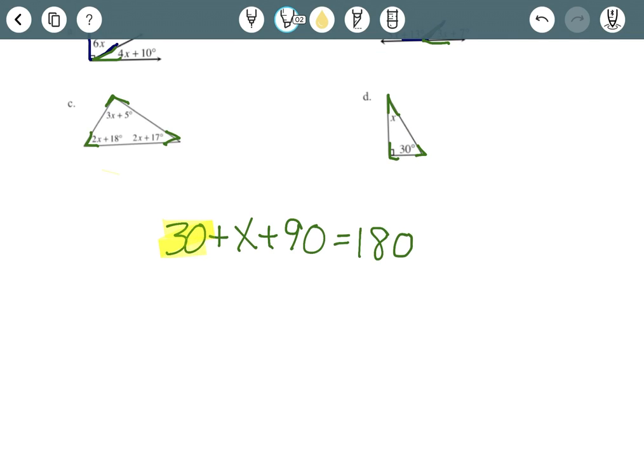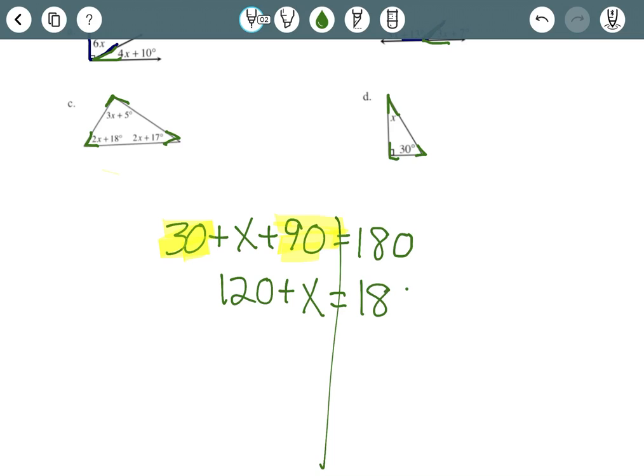All right, let's take a look at the terms I have here. I have a couple constants, and I have only one x term. So I have a 30 plus a 90. So 30 plus 90 is going to give me 120. I don't have anything to combine with my x, so I'm just going to bring it down. Same with my 180 on the right side.